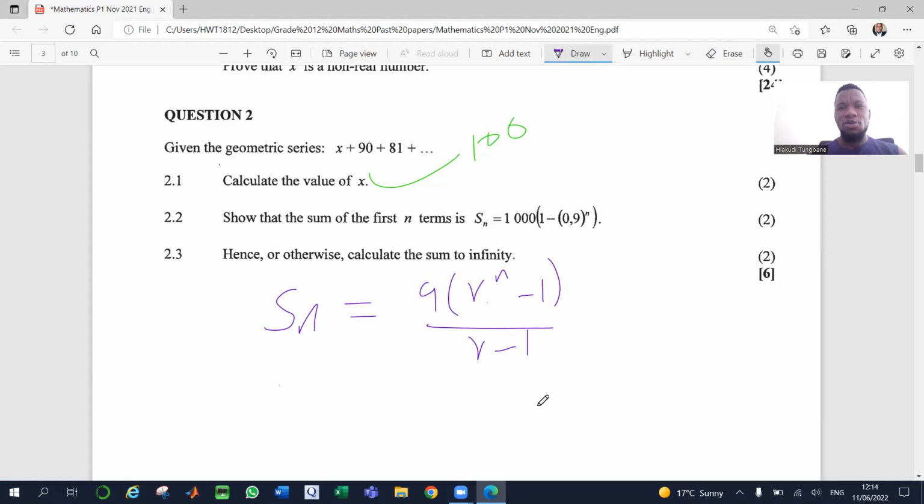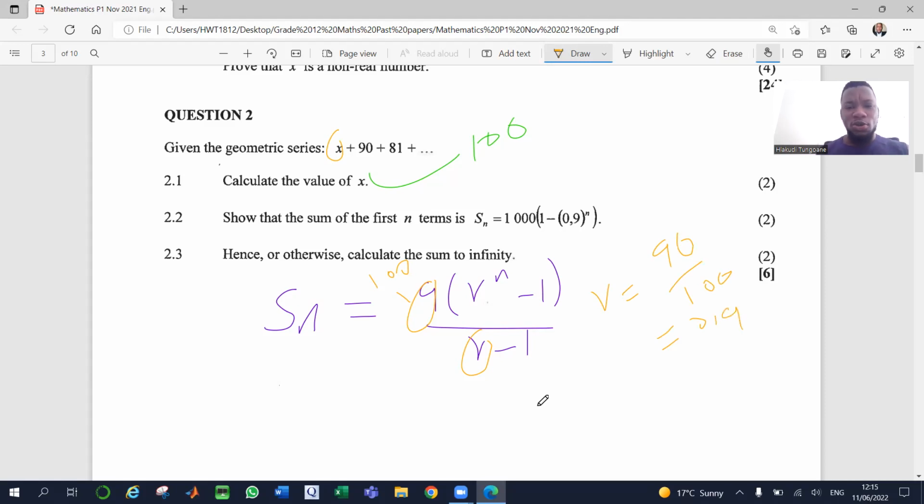In this formula, we need to come up with the value for a and the value for r, right? In our sequence, remember we said a is the value of the first term all the time. So what's the first term there? The first term is x, which is 100 that we've identified. So a is equal to 100. And then for the ratio, how are we going to get r? r is the ratio between consecutive terms. So r is going to be 90 over 100 or 81 over 90, whichever you choose to use. That's 0.9, right?